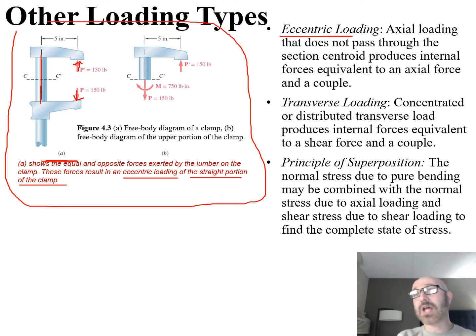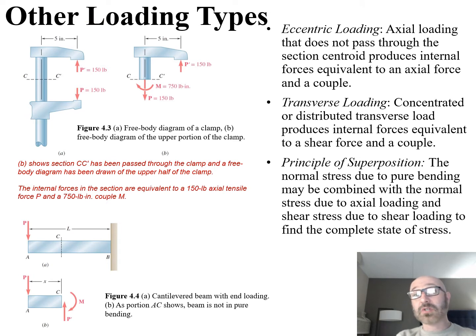Axial loading that does not pass through the section centroid produces an internal force equivalent to the axial force and a couple. That's exactly what we're dealing with here, as we can see that it does not pass through the centroid of that section of the clamp. So therefore we're dealing with eccentric loading. Now that we know that, we can come over to part B, where it's the free body diagram of the upper portion of the clamp.